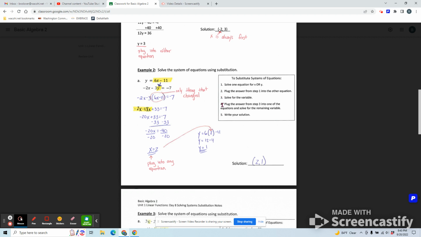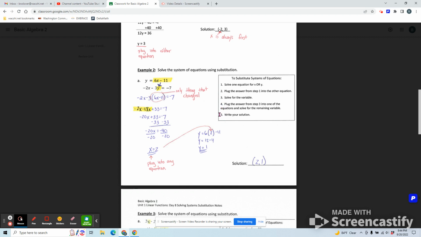Step 3 done. Step 4, plug the answer from step 3 into one of the equations and solve for the remaining variable. It doesn't matter which equation you choose. I like to always tell people choose the one that looks the easiest. X equals 2. Well, this top equation looks way easier to solve for y. So y equals 6 times 2, and we know what x is. We're substituting that in. 6 times 2 minus 11. So I get 12 minus 11. Y is 1.